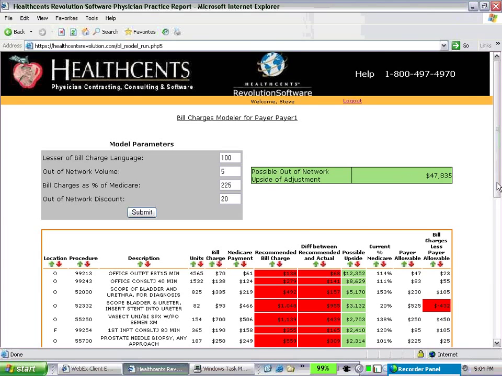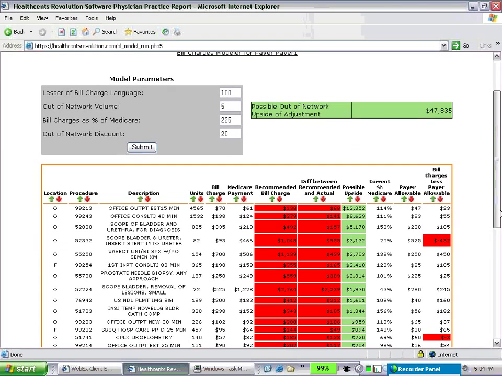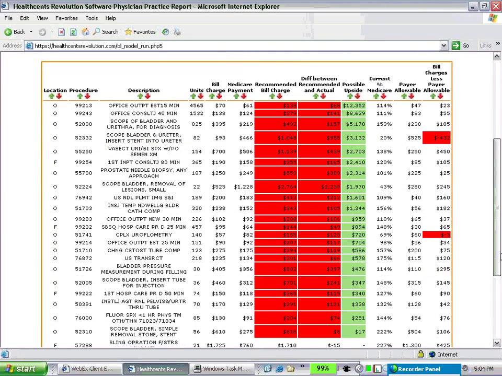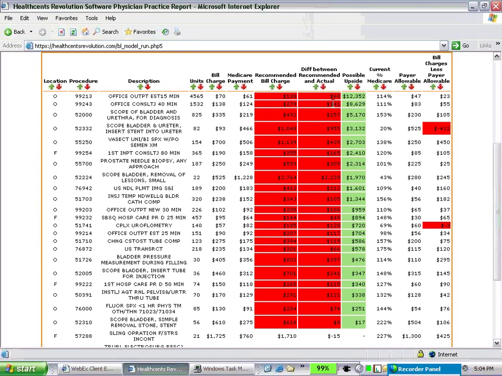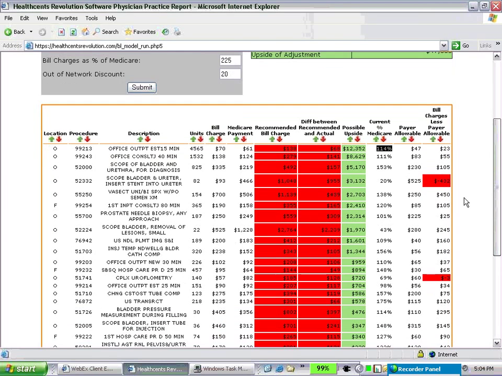And then immediately we get the feedback, which once again tells us, in this case, that we are leaving $47,000 of profit on the table simply by having set our charge master too low, because what's identified below here are all of the codes in red with the upside in green of codes that are set below a rate of 225% of Medicare. And as you can see, it's a good portion of our charge master.